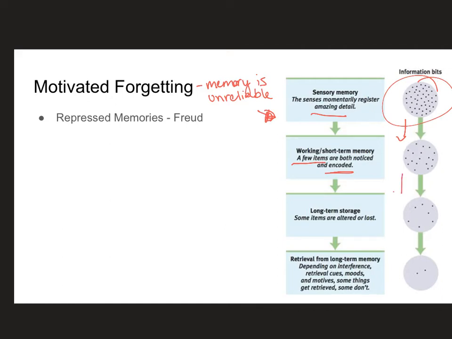So once we move things into our long-term memory, we know that some items get altered or lost, meaning that we may have that memory, but that memory may not be perfect, or we may have forgotten where we stored it. And then the last part of it is when we actually go to retrieve that memory, depending on things like interference, retrieval cues, moods, motives, some things get recovered and some things don't. So we started off all the way up here and then you jump all the way down and you see we only have a small item of numbers that we actually remember. So it's just that our memory isn't super reliable.